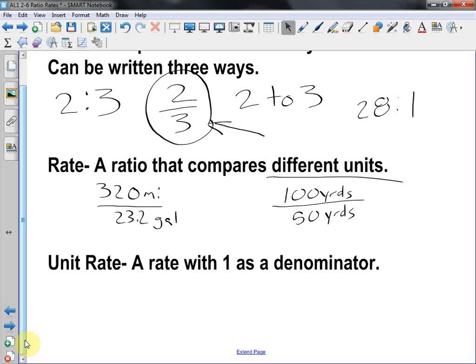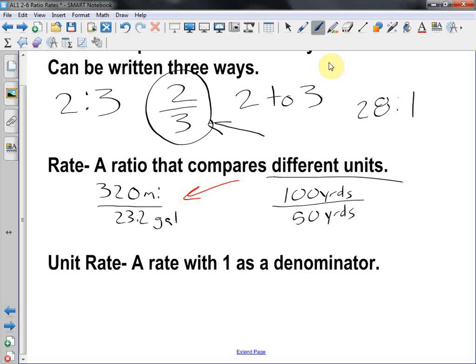Okay? Because if I look at this rate here, which my dad does for gas, why is he making that rate? What is he trying to find? How many miles per 1 gallon? Yeah, miles per gallon, right? Does it tell you how good of gas mileage you're getting if I told you, hey, my truck gets 320 miles for every 23.2 gallons? No. It does not make sense to us, right?